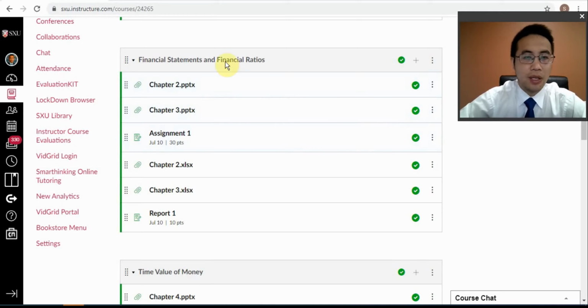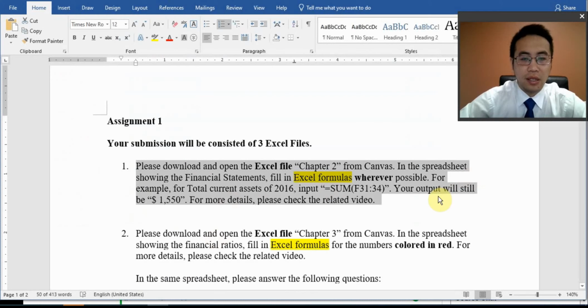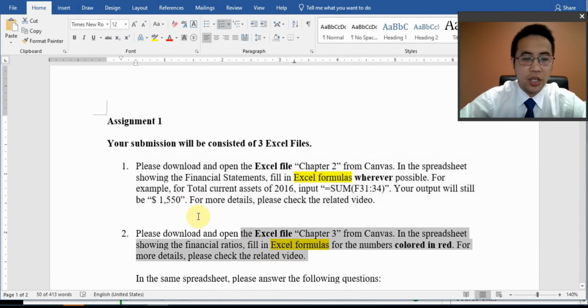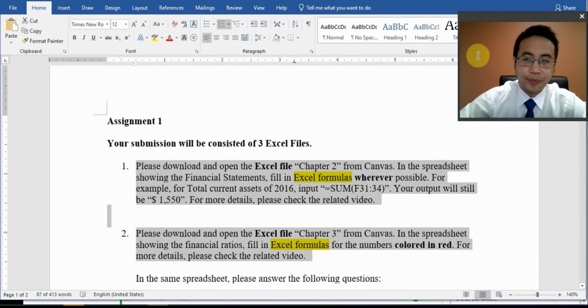This chapter is together with Chapter 3 for financial ratios in the same module on the Canvas. As you could see, I have posted the PowerPoints for the two chapters and also assignment 1. The assignment number 1 basically includes the basic Excel operations to construct the financial statements as well as calculating the financial ratios as indicated in the first two questions here.